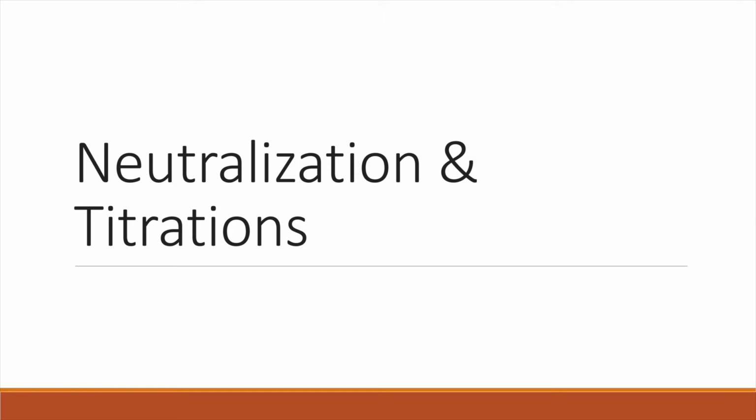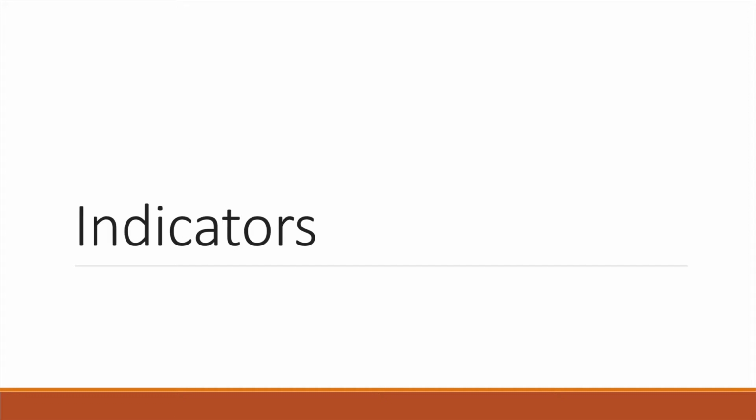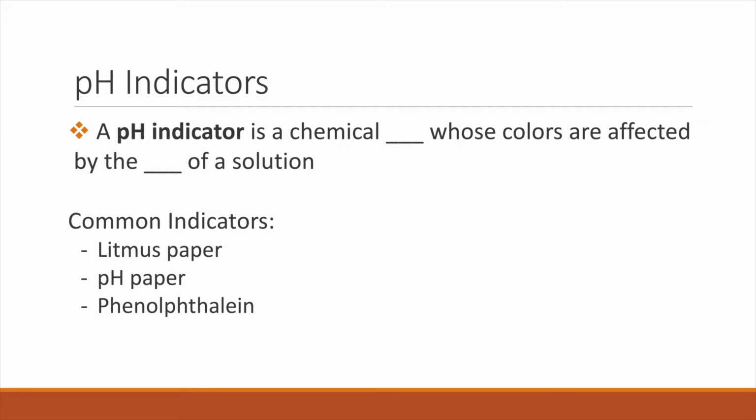In this video we're going to be talking about neutralization and titrations. Now before we can talk about neutralization and titrations, we first have to address indicators, what they are, and how they work. So a pH indicator is a chemical dye whose colors are affected by the pH of a solution, and we've talked about some common indicators before. The main ones are litmus paper, pH paper, and phenolphthalein.